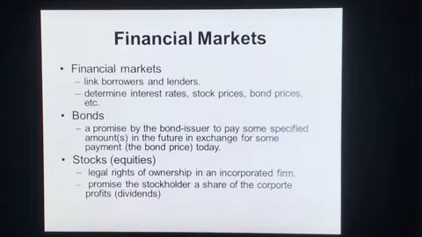A bond is basically a promise by the bond issuer to pay some specific amount of money in the future in exchange for some payment today. And the stocks, or equity securities, basically give a legal right of ownership in an incorporated firm. It promises the stockholder a share of the corporate profits, which is called the dividend.